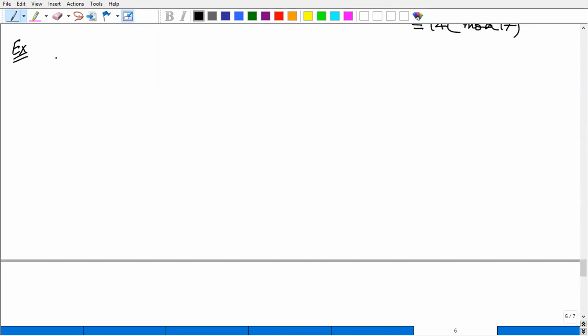Okay, show that for every integer n, n to the power 33 minus n is divisible by 15.